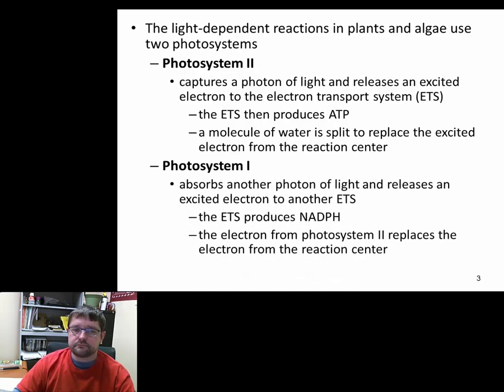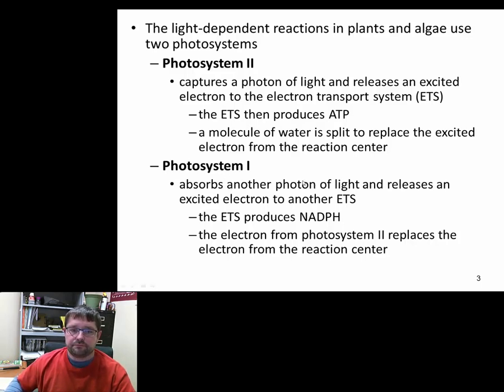Photosystem 1, okay, you get that electron from photosystem 2 that went through the electron transport chain. You get that in the reaction center of photosystem 1. Photosystem 1's reaction center, or antenna complex, is called P700. So photosystem 2 is P680, photosystem 1 is P700, and that refers to the maximum wavelength that is accepted in each one of those systems.